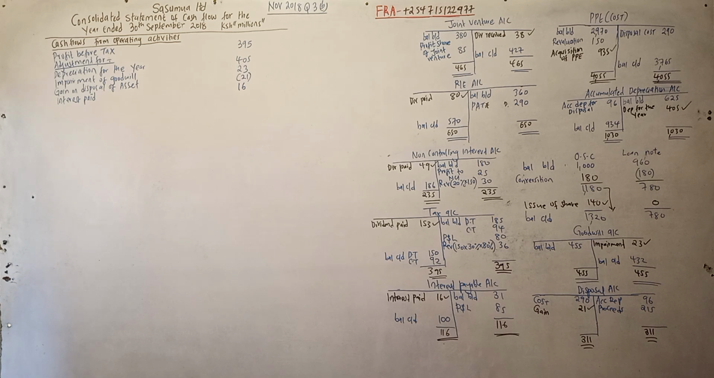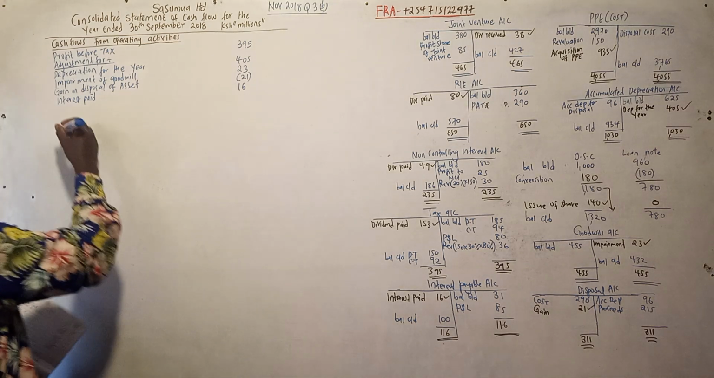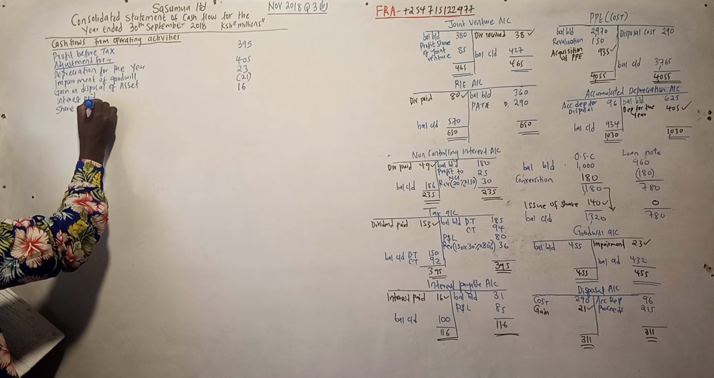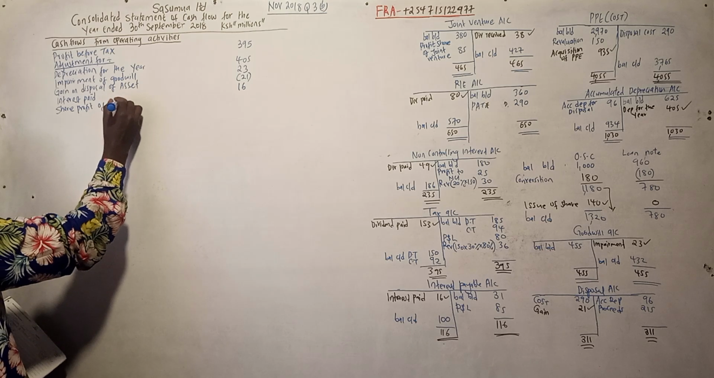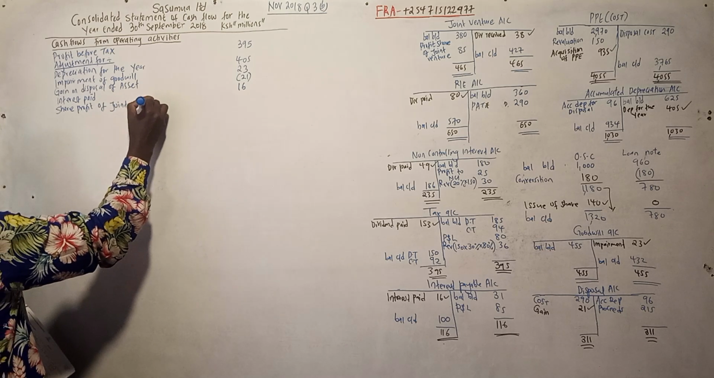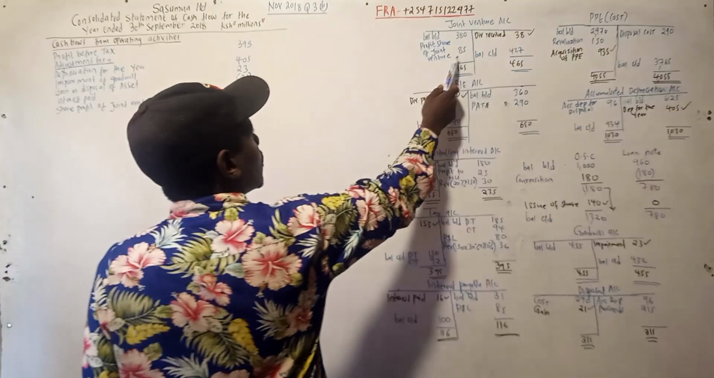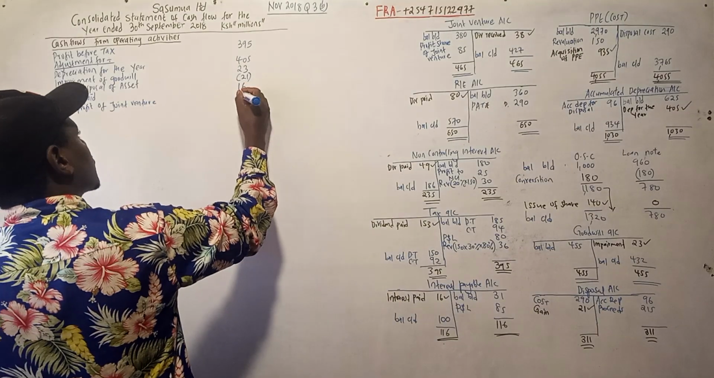We add it back. That is 16. Then share of profit of joint venture. It was added, so in our income statement it was 85. So it was added, so we deduct.